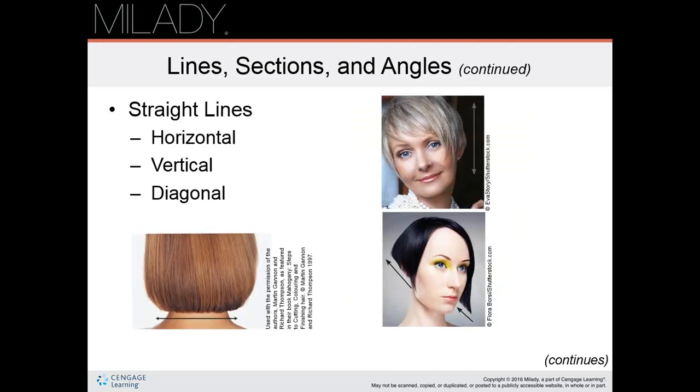Here are some examples of straight lines. The bob here is showing a straight line, a 1-length haircut. We work also with vertical lines in the picture on the right upper, and we work with diagonal lines, a pretty extreme example here of diagonal lines.